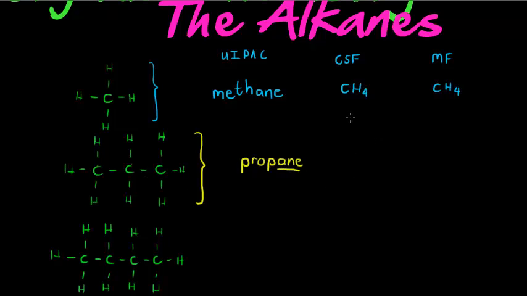Okay, the condensed structural formula for this one is carbon. The first carbon has 3 hydrogens, the second carbon has 2 hydrogens, and the third carbon has 3 hydrogens again. The condensed structural formula is therefore CH3, CH2, CH3. The molecular formula is, there are 3 carbons, and those carbons have a total of 8 hydrogens, C3H8. Okay, that's the molecular formula.